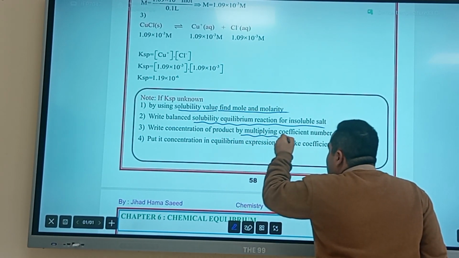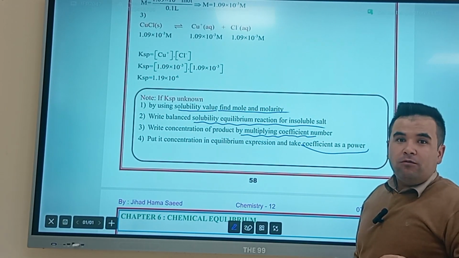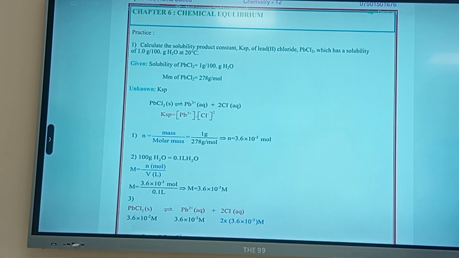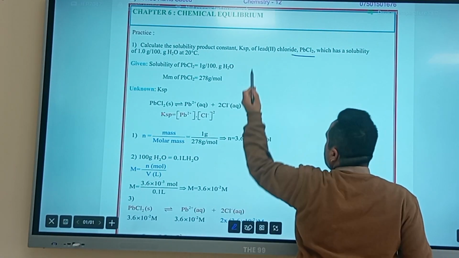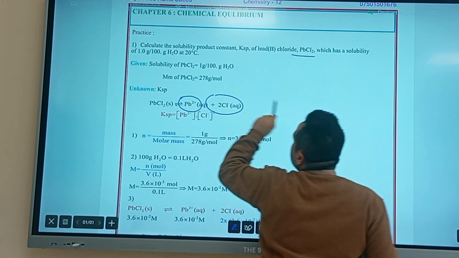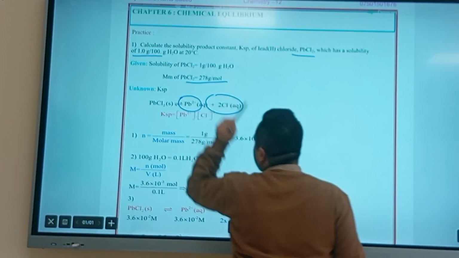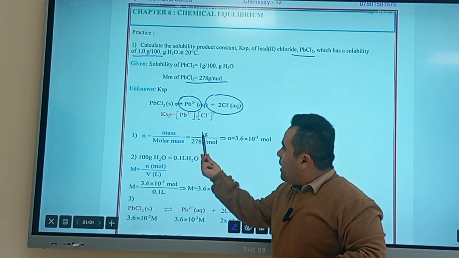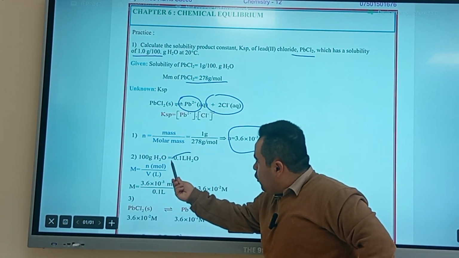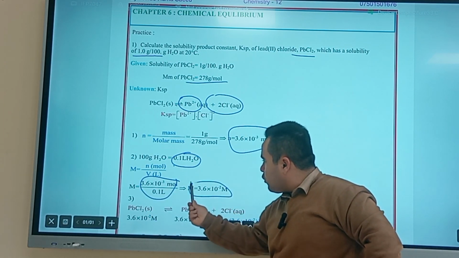For the KSP, you have to multiply the coefficient by the concentration of the ion and then raise to the power as well. Let us solve another practice. Here we have PbCl2. Guys, PbCl2 will produce Pb and 2Cl. What's given about PbCl2? The solubility data is given, 1 gram per 100 grams of H2O, and the molar mass is given as well. Divide the mass by the molar mass, you get the mole. Okay? And then the volume is given as well. Divide the mole by the volume, you get the molarity, the concentration.